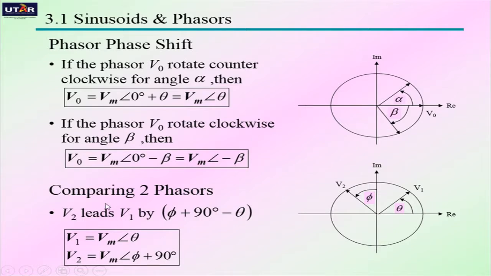Like I mentioned just now, the phasor diagram shows you the magnitude and the phase of a particular voltage or current. In this diagram, you can see that V1 has a magnitude of Vm and the phase is theta. And V2 has a magnitude of Vm with a phase of 90 degree plus phi.